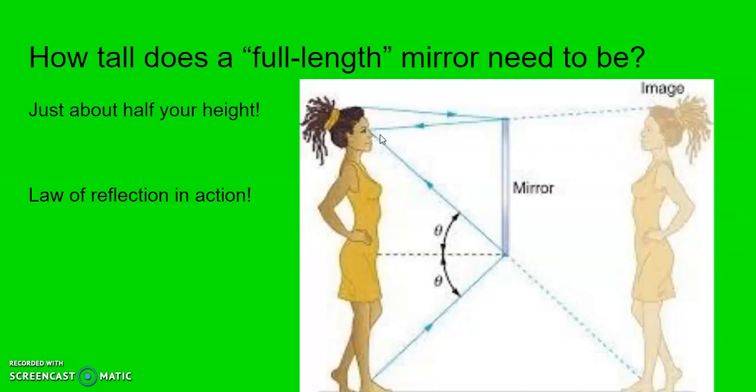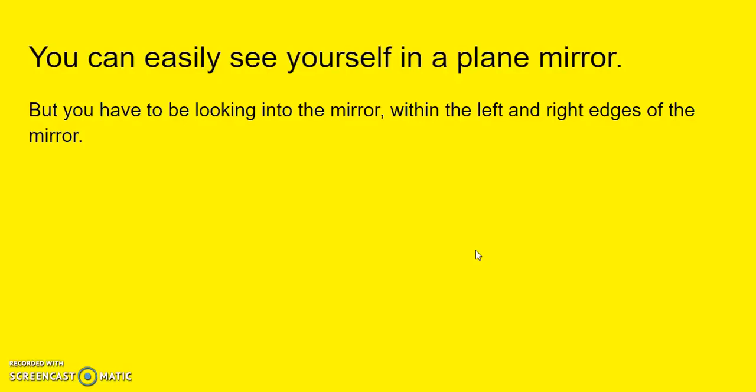And in fact, all she really needs is a mirror just around half her height, and then to see the top of her head, she's got to look just a little bit up here. So that would be directly across from her eyes there. She looks up and she can see the top of her head. So yeah, how tall does a full-length mirror actually need to be? Just about half your height.